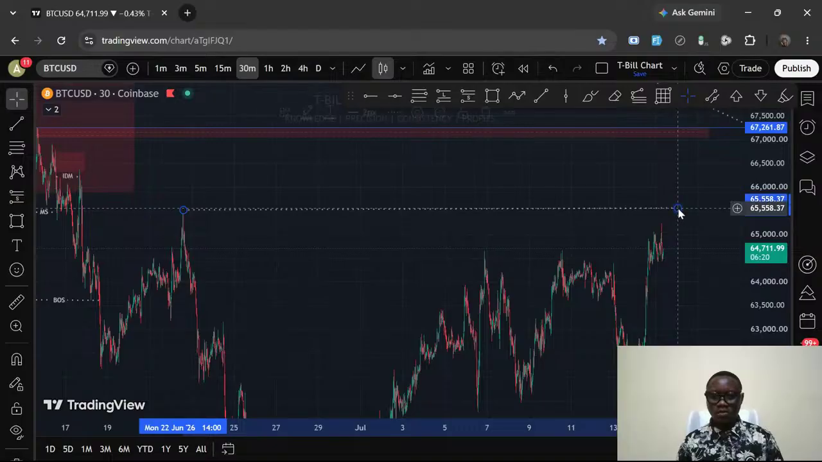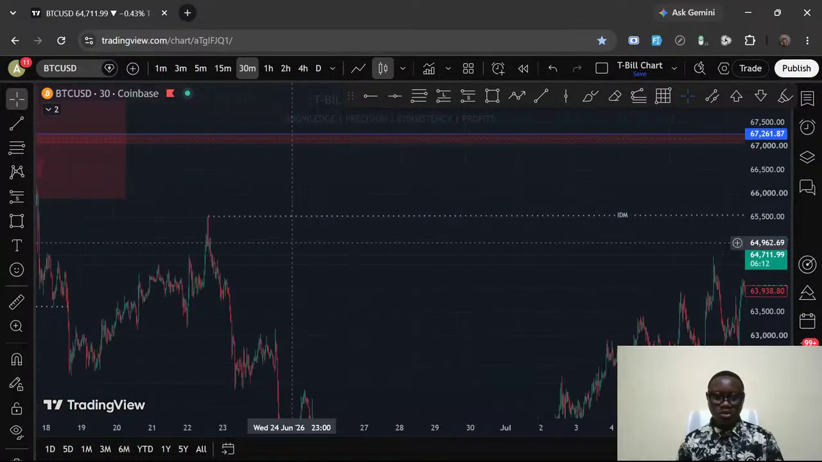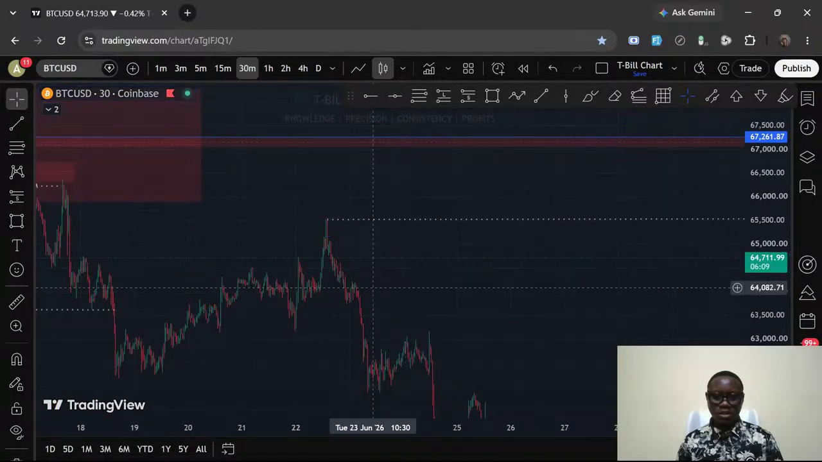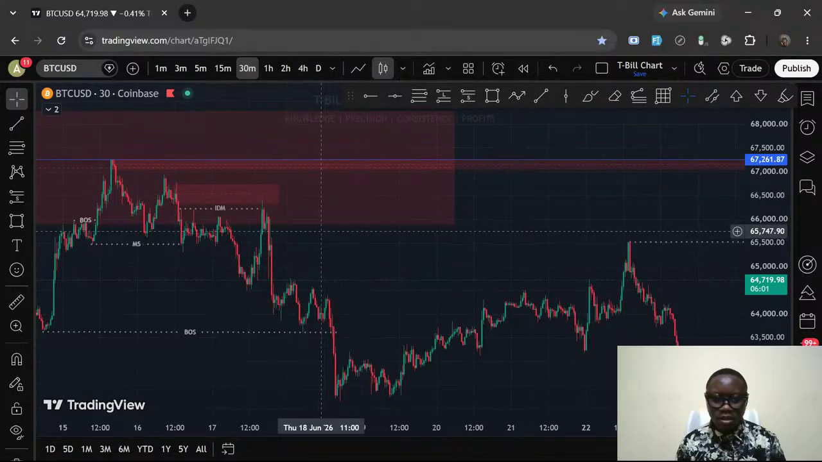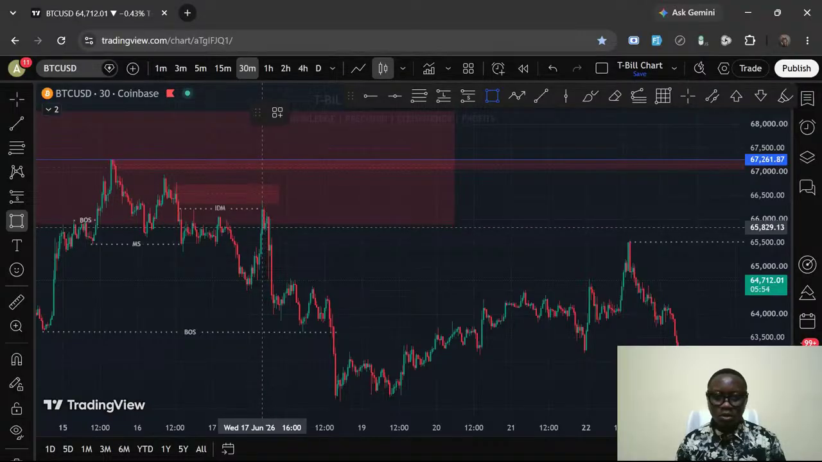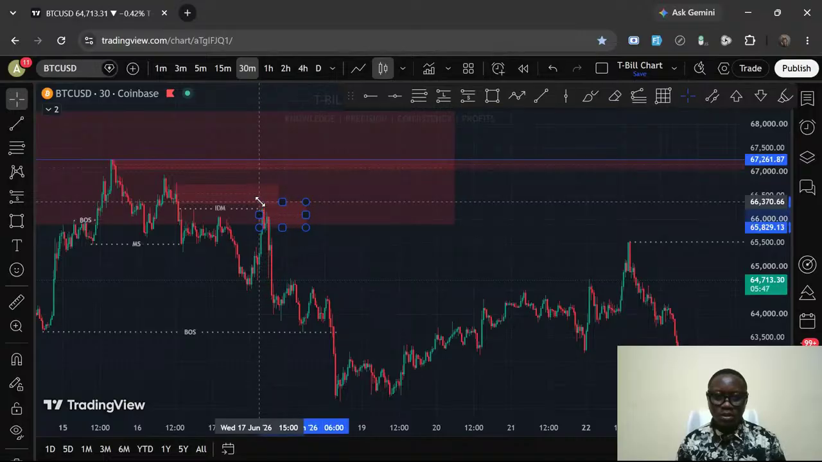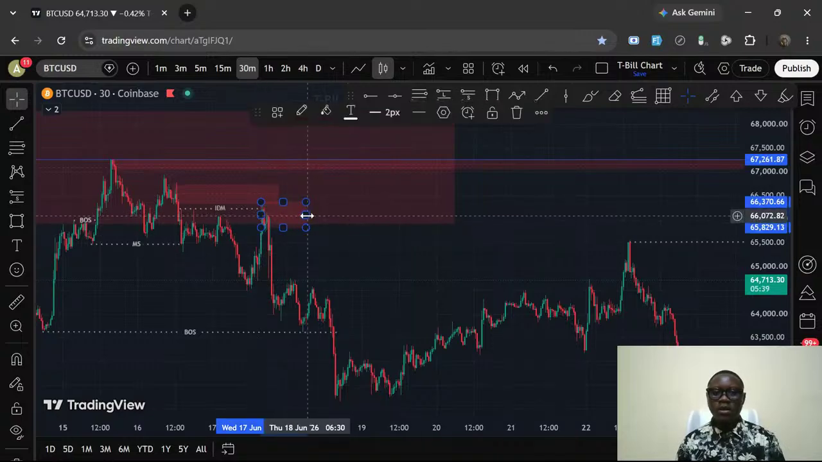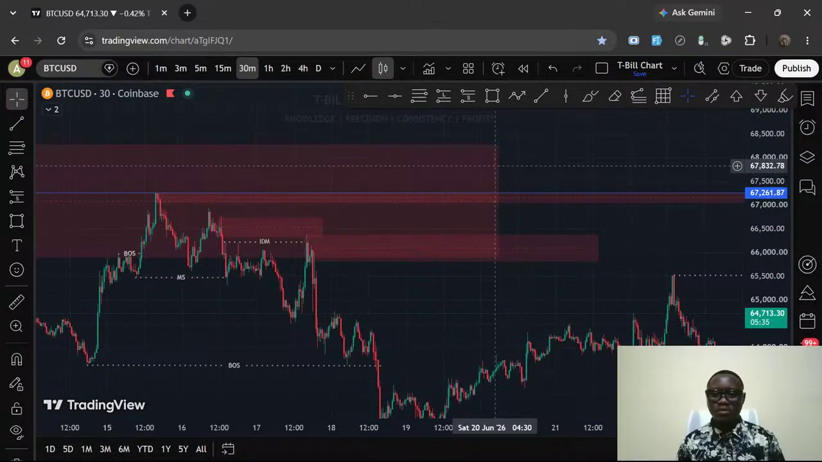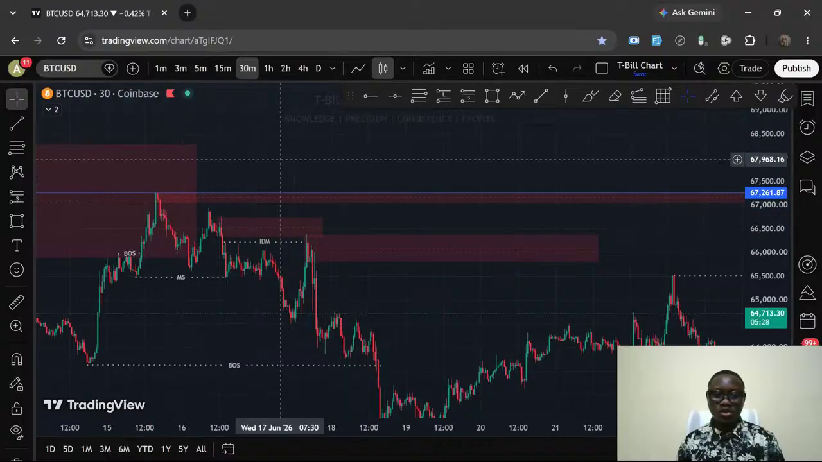Okay. So these are inducement, IDM, and then let's look at the zone nearest to the inducement that is unmitigated. And here we go. We got this order block right here. Okay. Got this order block right here. Perfect. So again, let me push this box. Yes, so this was where price mitigated that zone.